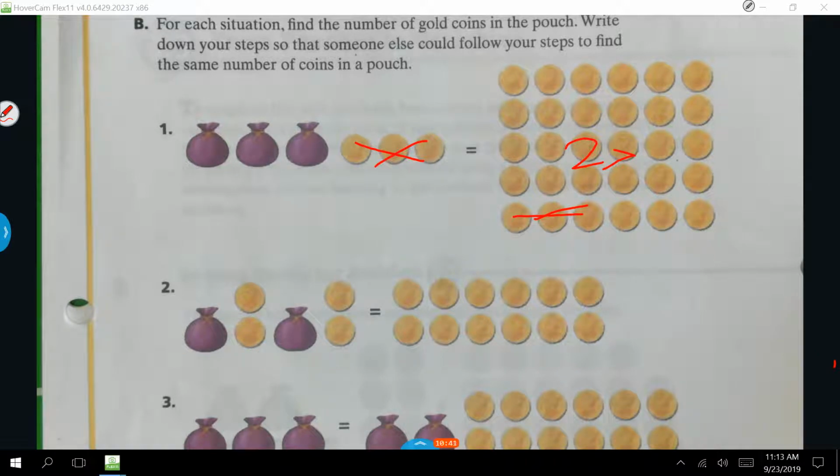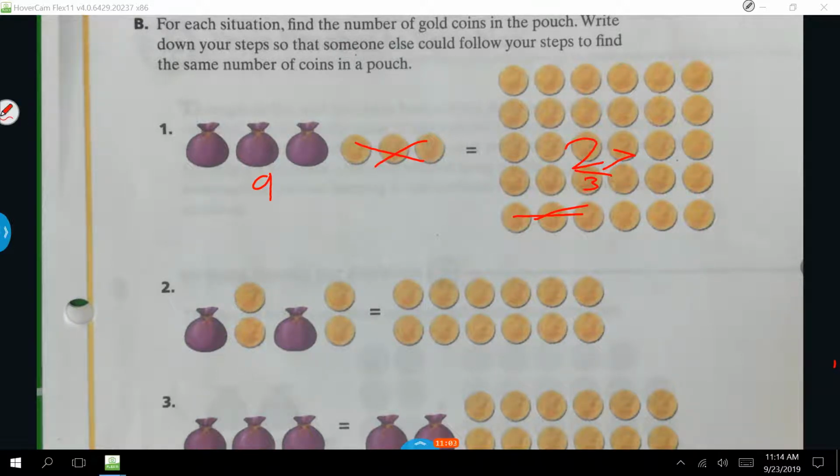So, on number 1, we had crossed out 3 coins. We had put 9 coins per bag.